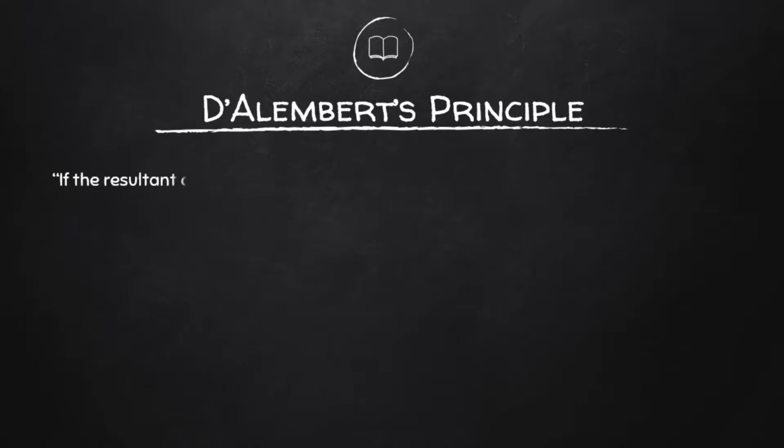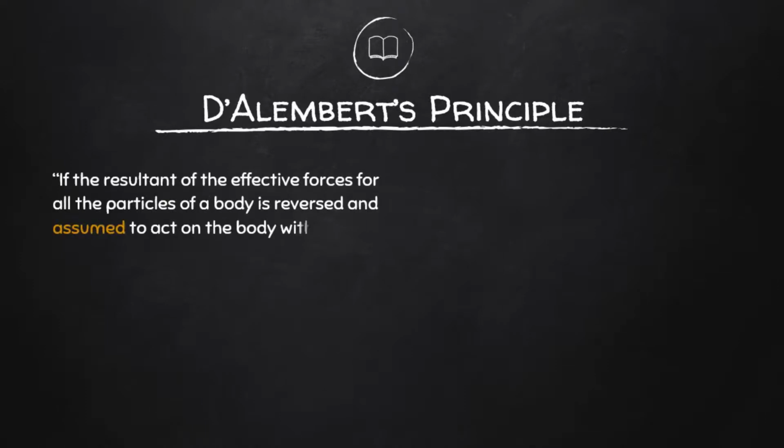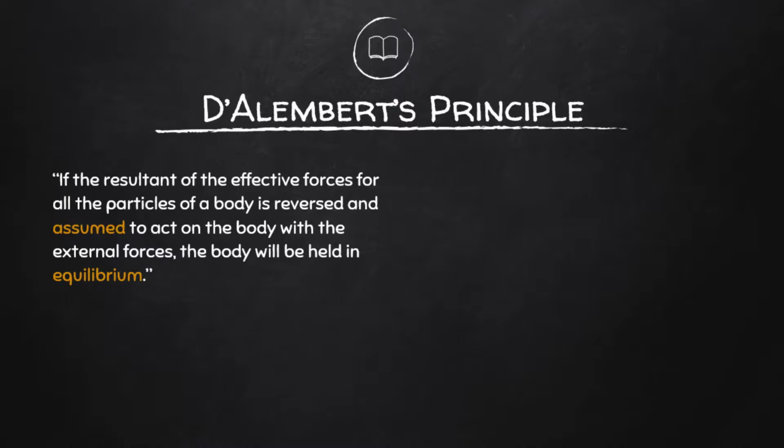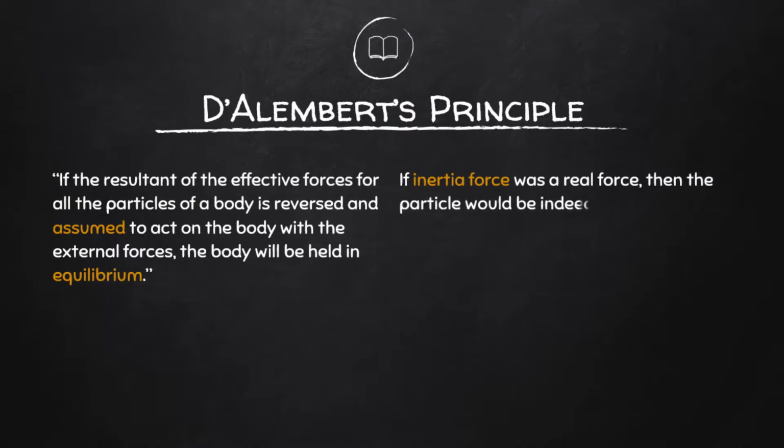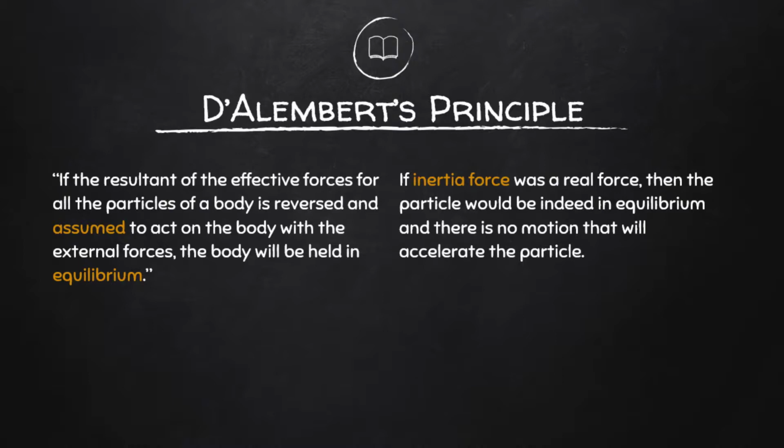D'Alembert's Principle states that if the resultant of the effective forces for all the particles of a body is reversed and assumed to act on the body with the external forces, the body will be held in equilibrium. If inertia force was a real force, then the particle would be indeed in equilibrium, and there is no motion that will accelerate the particle. That is why it is usually drawn as a vector with dashed line.